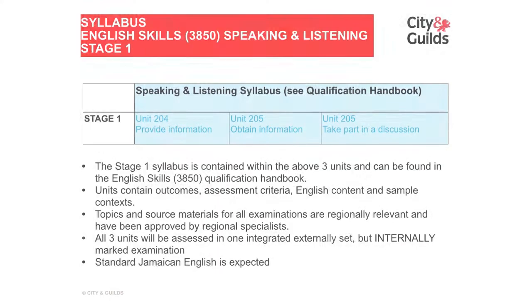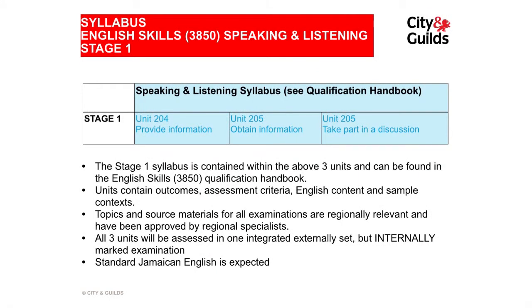Okay, now what's in the syllabus? The syllabus for entry-level speaking and listening is contained within 3 units in the handbook. So looking in the handbook, you'll find 3 units. Each has a set of outcomes and assessment criteria, and that is the syllabus. So that's what needs to be taught, that's what needs to be covered, and that's what will be assessed during the assessment process. Okay, so what do I need to teach?